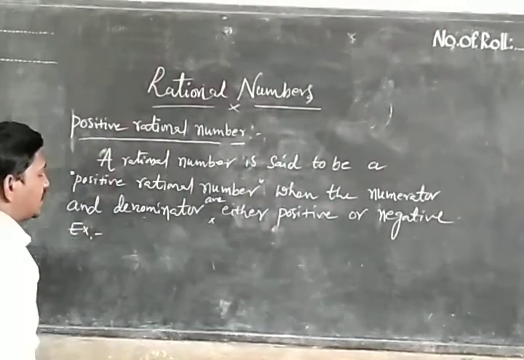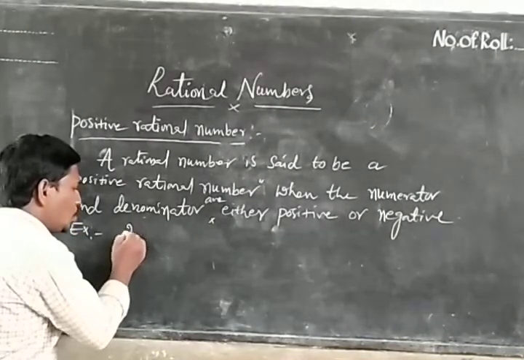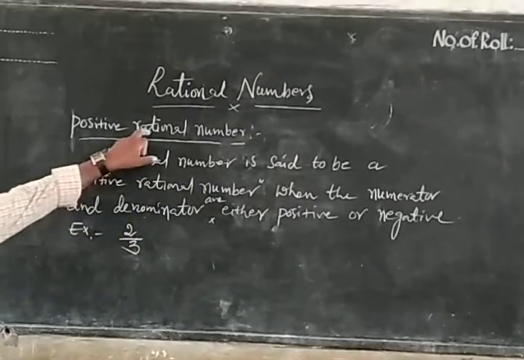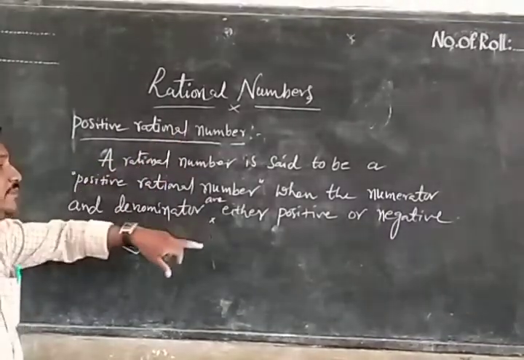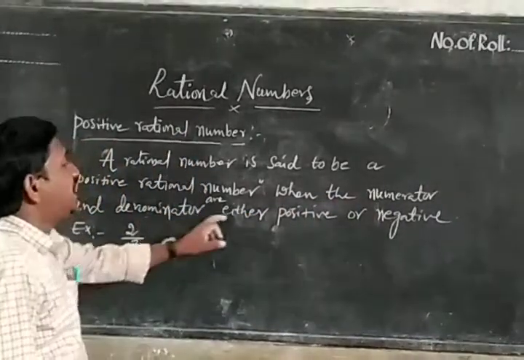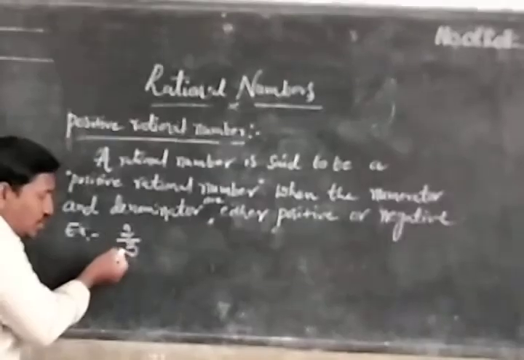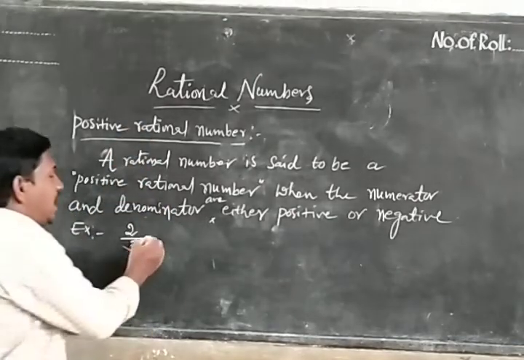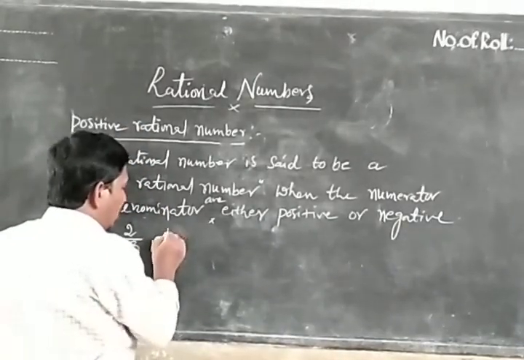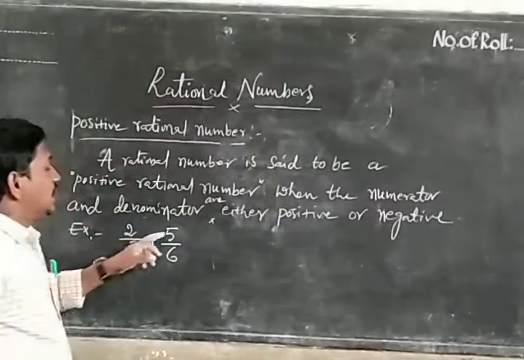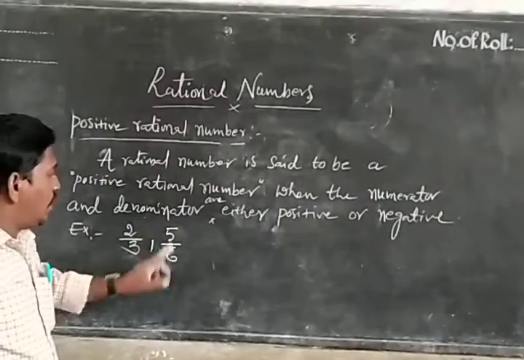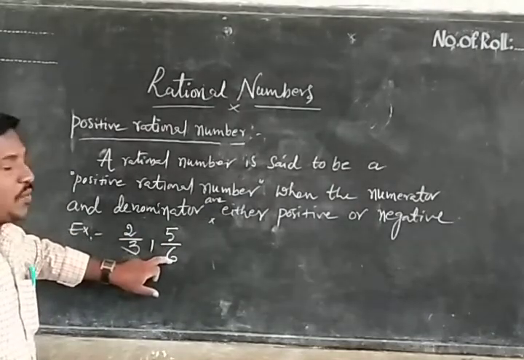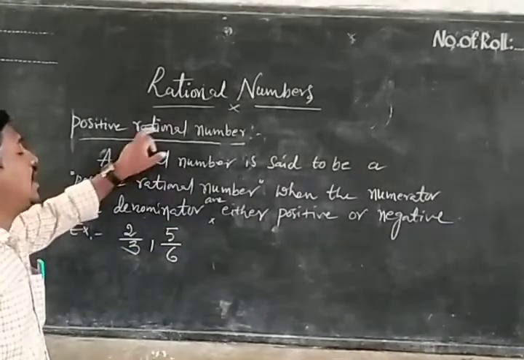So, for example, 2 by 3 is a positive rational number. Why? Because the numerator and denominator are both positive. Here the numerator is positive, the denominator is also positive. That's why 2 by 3 is a positive rational number. And 5 by 6. The numerator 5 is positive. The denominator 6 is also positive. That's why 5 by 6 is a positive rational number.